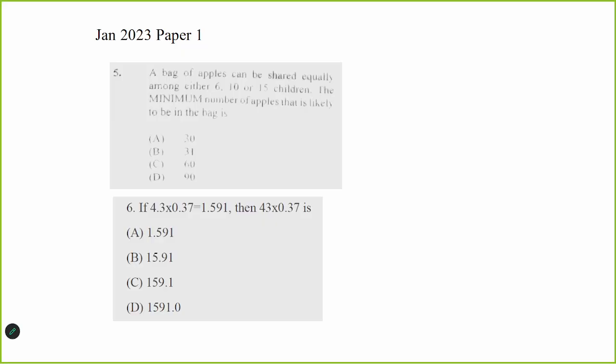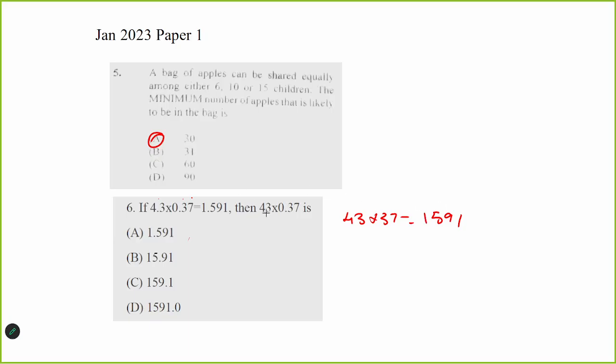The next repeated question: a bag of apples can be shared equally among 6, 10, and 15 children. Calculate the minimum number of apples that is likely to be in the bag. We found that's the LCM of 6, 10, and 15, which is 30. This one is our next repeated question. Well, not a repeated question, but we have a similar question like this, where 1, 2, 3, that is why this was shifted 3 places. So 43 multiplied by 37 would be 1591 without the decimal point.